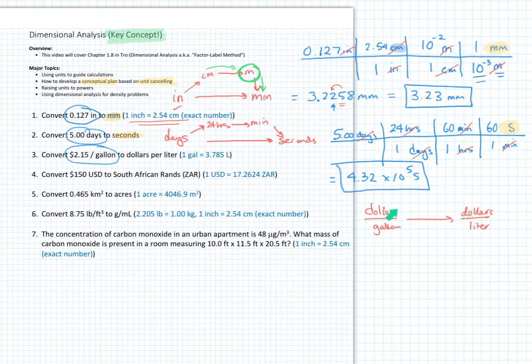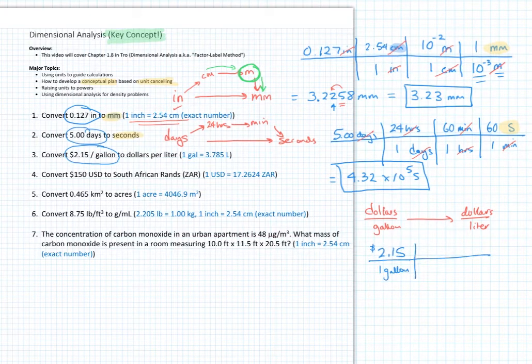Dollars, but if you notice, dollars actually stays the same. So I don't need to do any conversion of the top unit. All I need to do a conversion of is the bottom unit. I need to go from gallons to liters. And looky here, I have a conversion from gallons to liters directly. So this should not be a hard problem. So we're going to start with our $2.15 dollars per 1 gallon.